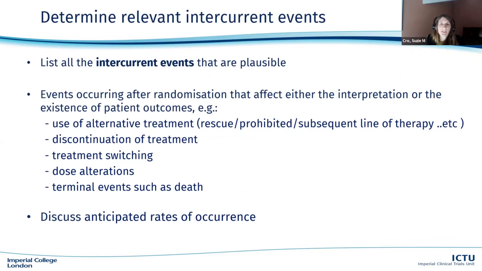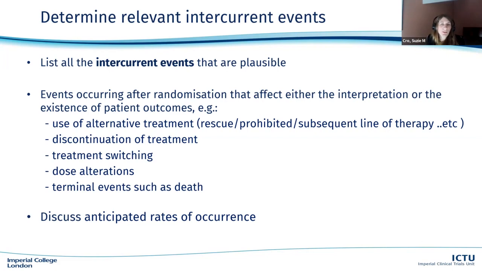Now, when it comes to identifying intercurrent events, this involves thinking through and listing all plausible events that could occur after randomization and affect either the interpretation or the existence of patient outcomes. Now, there's no set number of events that you need to consider. Looking at trials in similar areas might help guide you as to what events would be relevant in your particular setting. And we've seen the examples that ICH has given. So these include use of alternative treatment, discontinuation of treatment, treatment switching, and dose alterations, and terminal events such as death. But there really are many others, and some will be quite context specific, as you'll see in the case study I've got coming up.